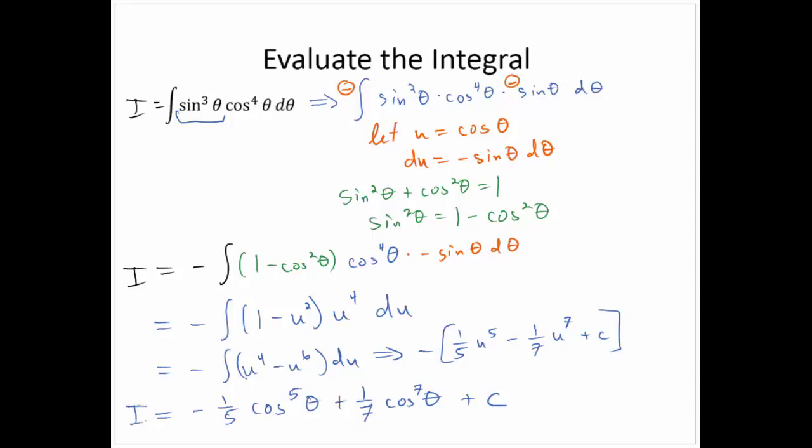And of course, we could check our work by differentiating, and we'd have to use some trig identities again to get it back into the original form. But this is the idea. We're going to carefully choose our u and use some trigonometric identity in evaluating these integrals.